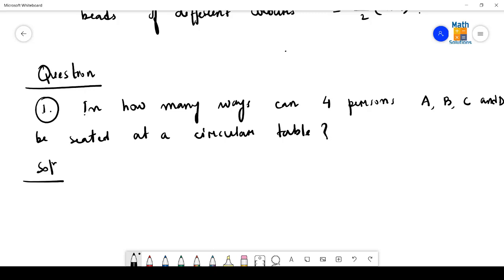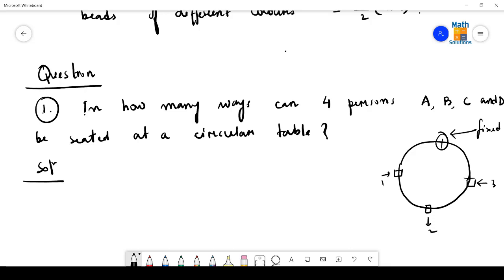This is totally related to the first concept whatever we had discussed. In a circle there will be four persons. Wherever the first person sits, that will be considered as a fixed position. So three persons are left who are to be arranged in the remaining three vacant places. Here there are 3 possible ways, here there are 2 possible ways, and there is 1 possible way.